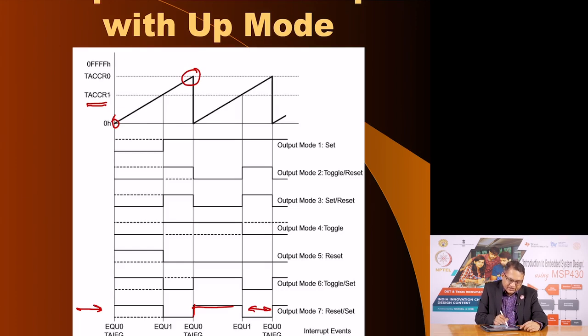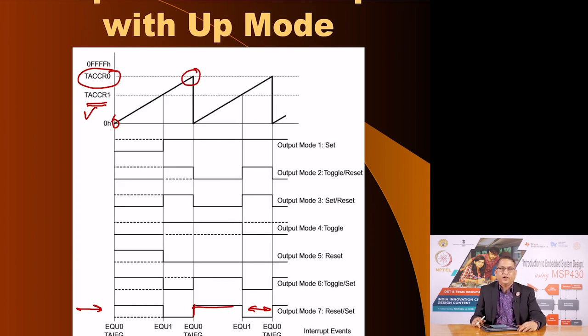Therefore, by changing the value of the count stored in TACCR1 to any number from 0 to TACCR0, you are able to change the duty cycle from 0 to 100%. The TACCR0 itself can be modified, and if you modify it, it will change the overall period of the PWM signal, and that is what one means when you say that you are able to change the resolution.